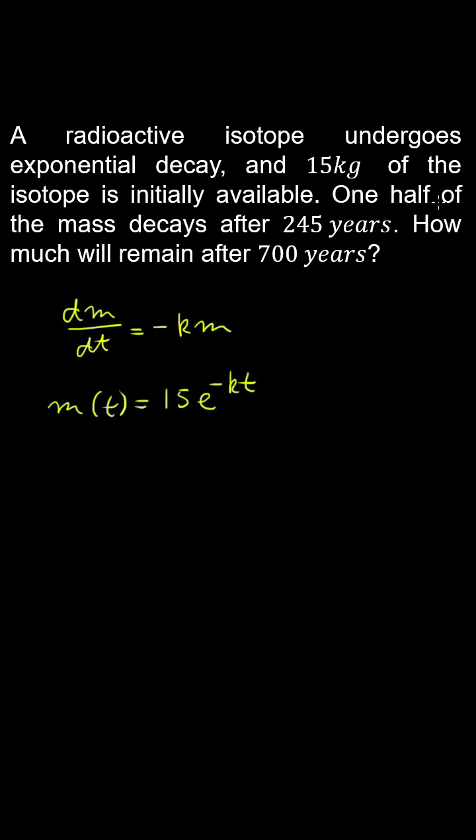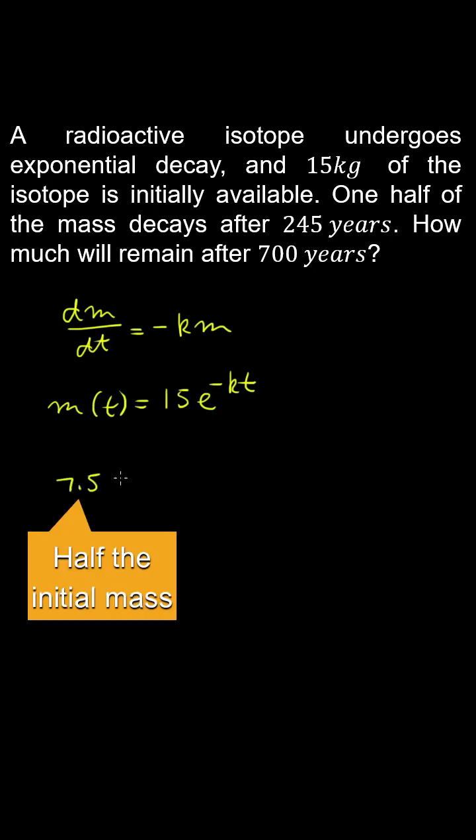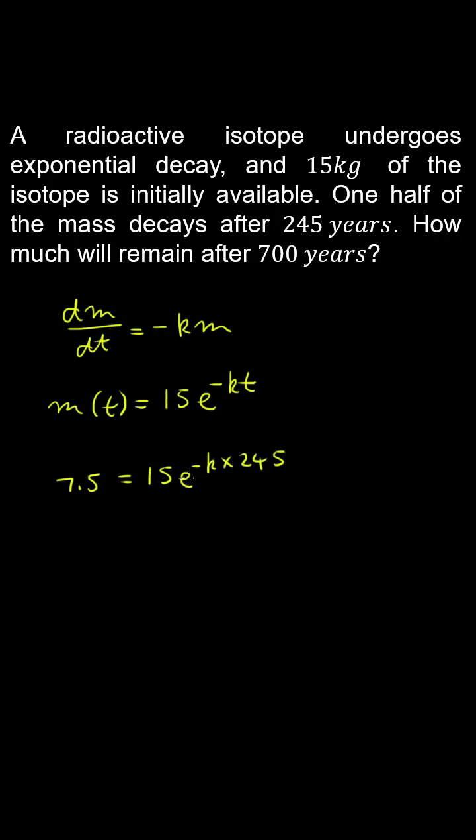And given that we have 1/2 of the mass decaying after 245 years, what we have is the mass over 2 is equal to 15 by e to the minus k by 245 years. And then solving this equation, you'll be able to get the rate constant k, which is going to have units of per year. Because when we multiply by time, this quantity is going to be dimensionless.